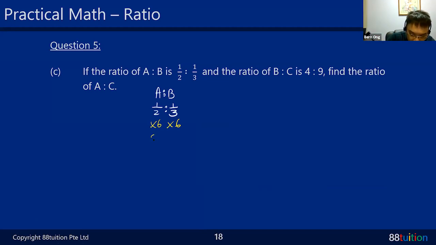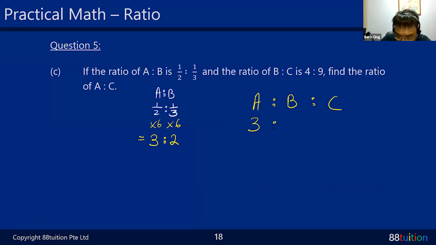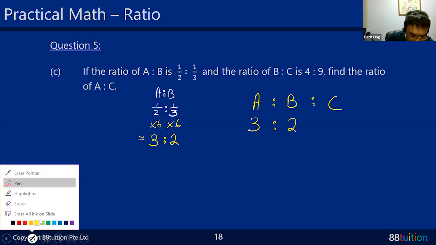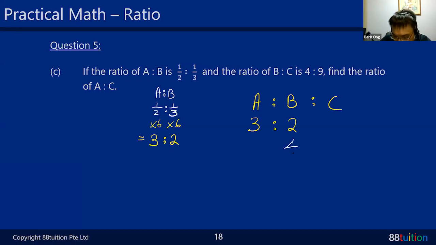Half times 6 will give you 3. 1/3 times 6 will give you 2. So A is to B is actually 3 is to 2. So here you can write out A is to B is to C. A is to B, you write 3 is to 2. And you are given B is to C as 4 is to 9. Never mind, write it on the second level. 4 is to 9.